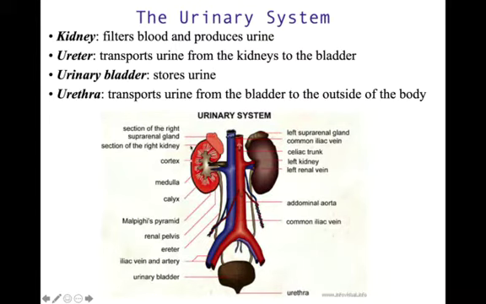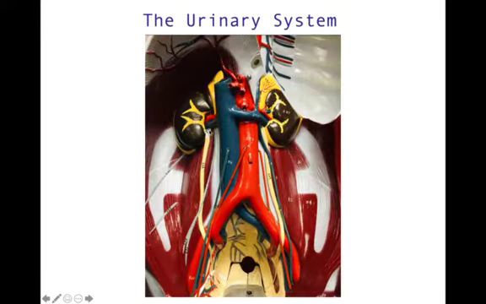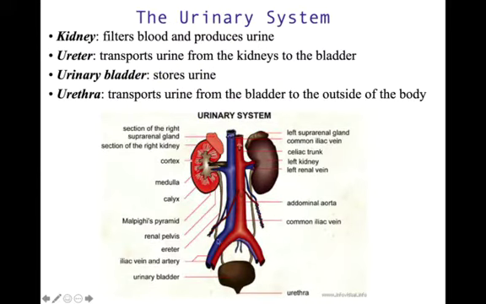So in terms of a pathway, we can go from kidney to ureter to urinary bladder to urethra to the outside of the body. Kidney, ureter, urinary bladder, urethra, outside of the body.